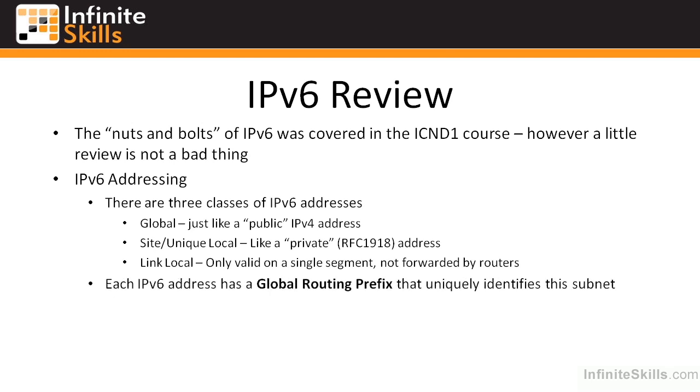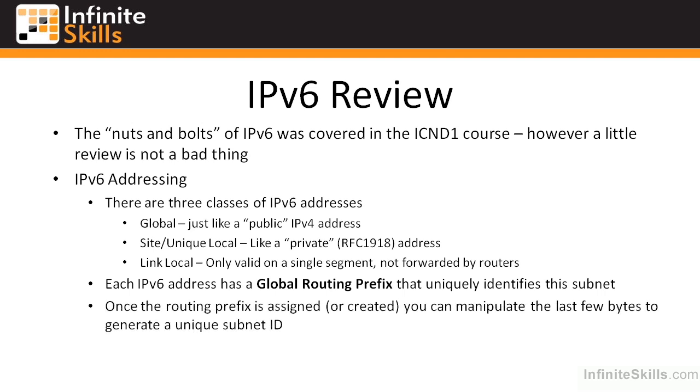Each IPv6 address has a global routing prefix that uniquely identifies the subnet in question. Once the routing prefix is assigned or created, you can manipulate the last few bytes of the prefix to generate a unique subnet ID. Most routing prefixes that are assigned by internet providers or that you come up with for unique local addresses are around a /48 or a /50, and you can manipulate the last few bytes to get it all the way up to a /64 routing prefix.